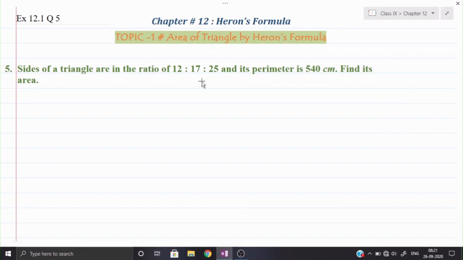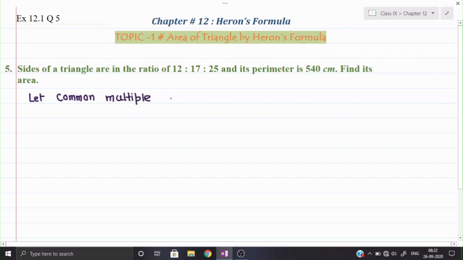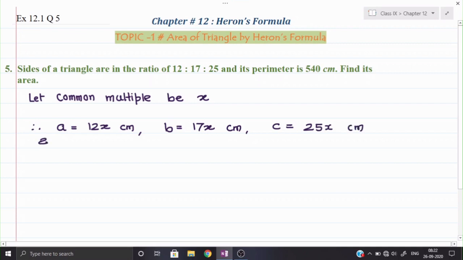First we will write down in the solution, let the common multiple be x. So we can say that therefore the first side a will be equal to 12x centimeter, b equal to 17x centimeter, and c will be equal to 25x centimeter. And what else is given here?